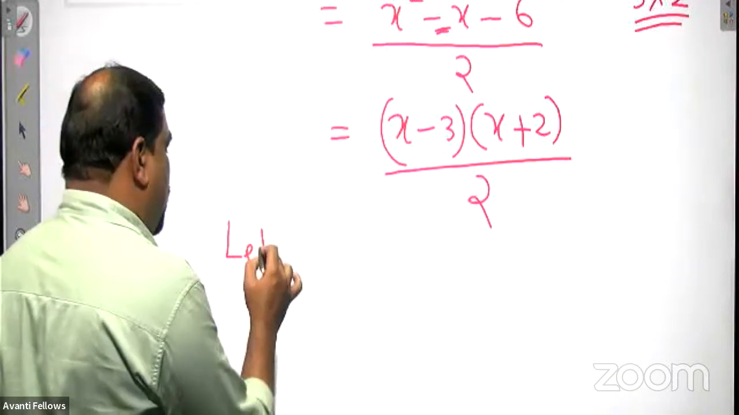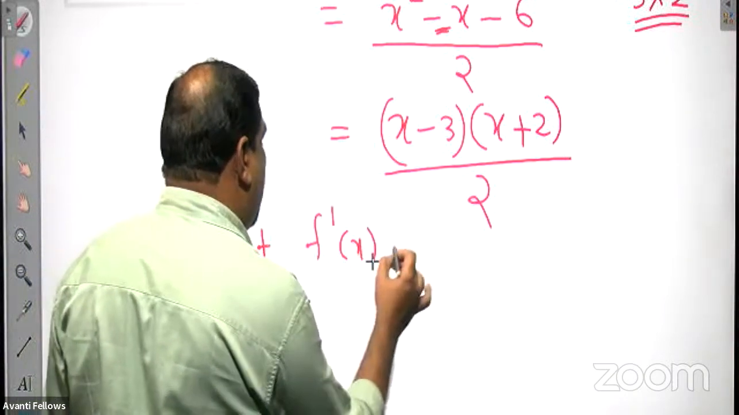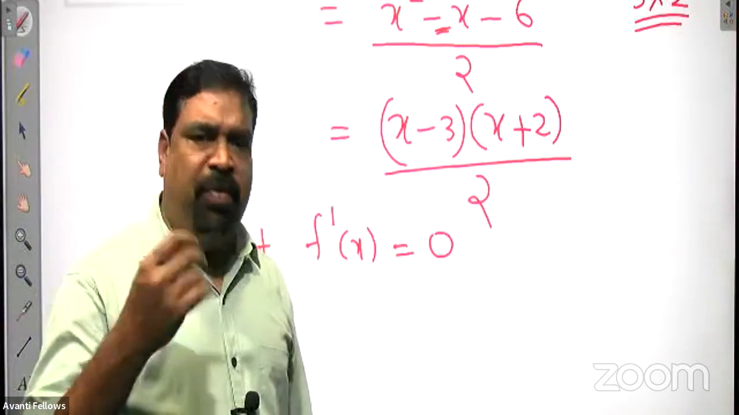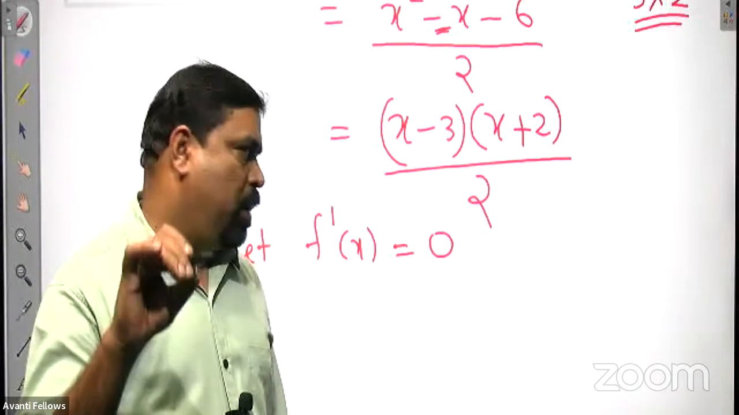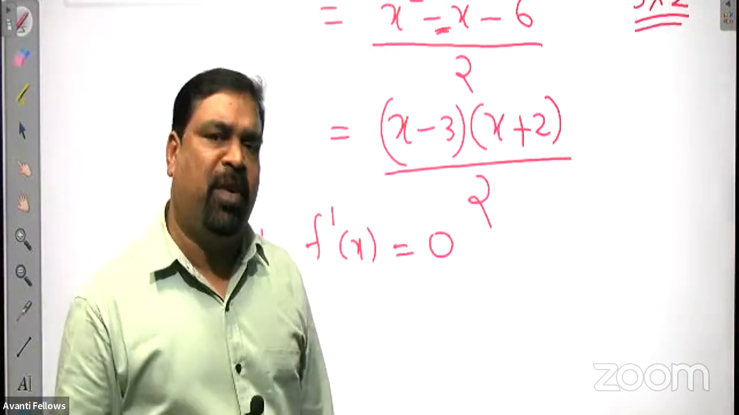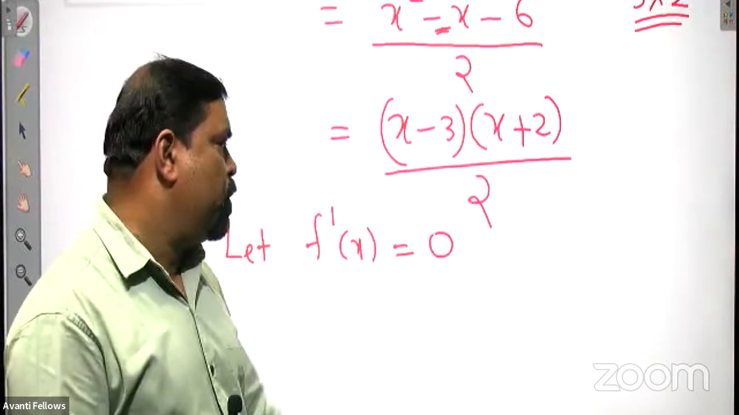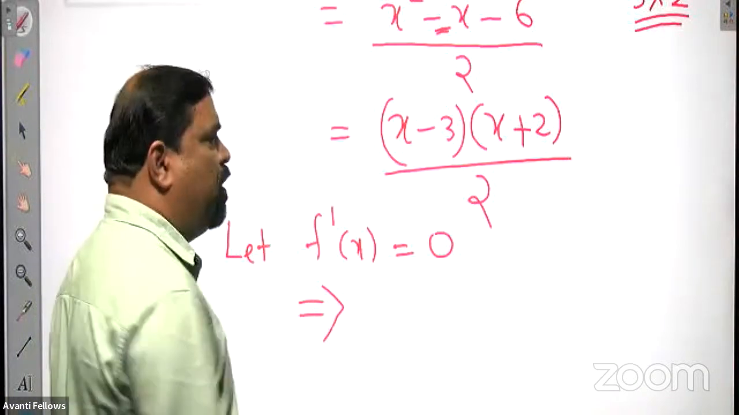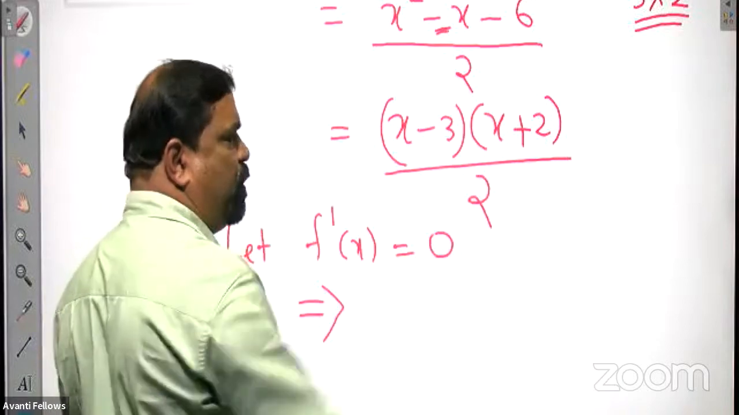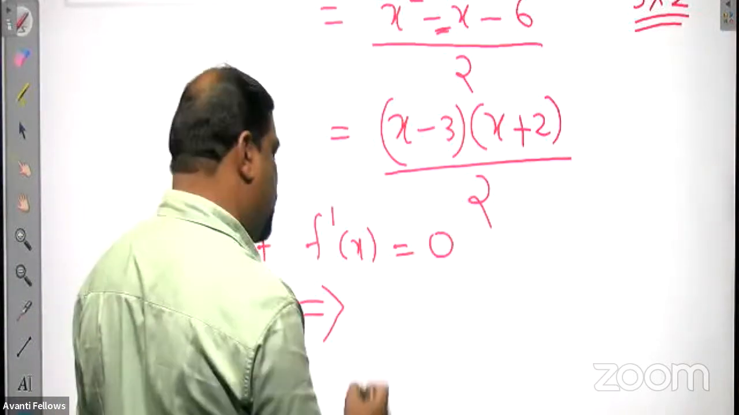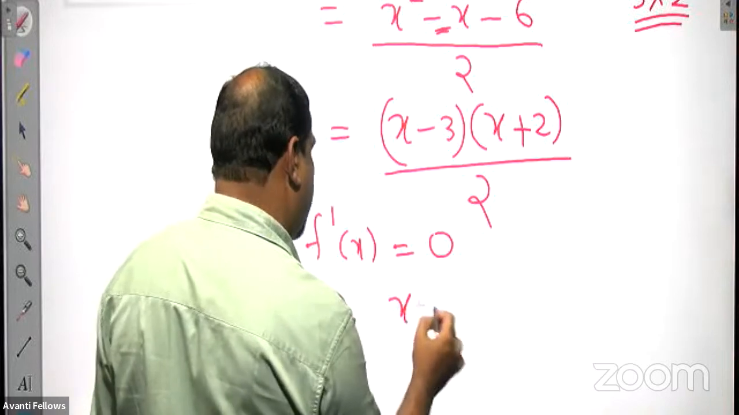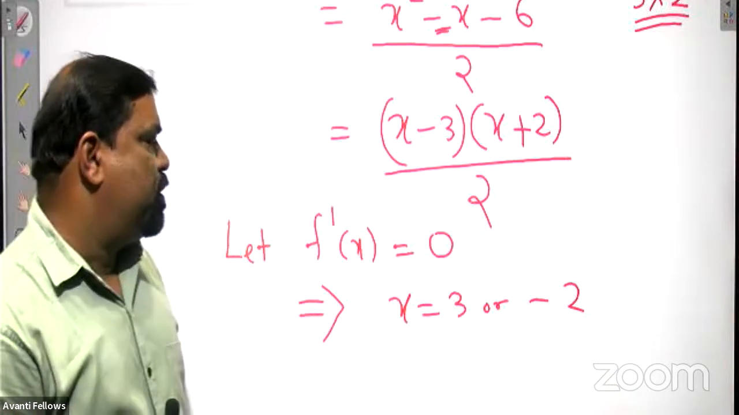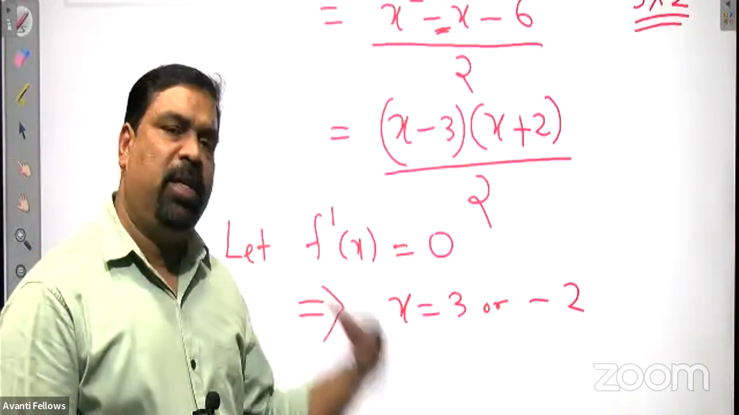We equate the derivative equal to 0. Critical point means either the function is non-differentiable, or the derivative equals 0. Very clearly it is a differentiable function. So f dash x equals 0 implies x minus 3 into x plus 2 must be 0, which means one critical point is 3 and the other critical point is -2. The derivative is 0 at -2 and at 3.